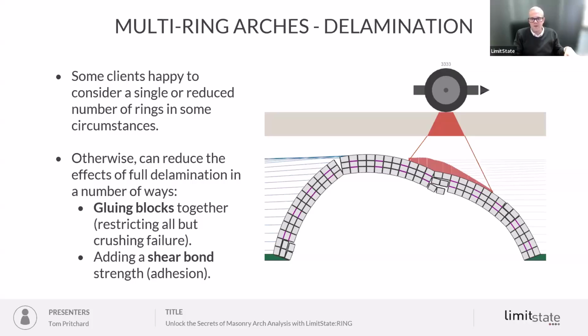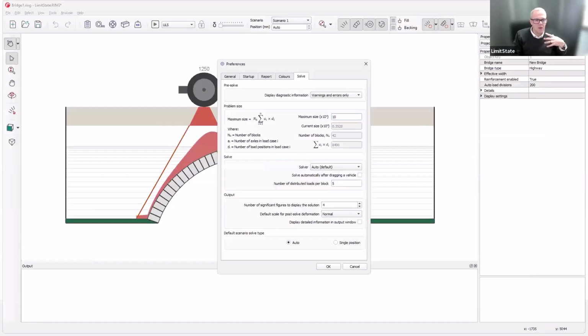But sometimes we want to consider an intermediate situation somewhere between full delamination and full fixity. We might have evidence of ring separation over the crown of a bridge, for instance, but none towards the abutments. And in RING, there are two approaches that we can use for modeling this. We can either glue blocks together, or we can add a shear bond strength or adhesion to the contact surfaces. Both methods involve the contacts in some way, allowing the software to capture these partial bonding effects realistically. So I'll jump back into the software again, and we can have a quick look at it.